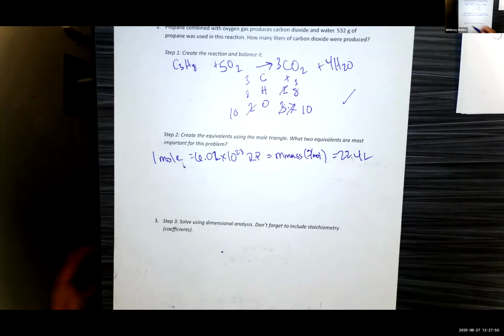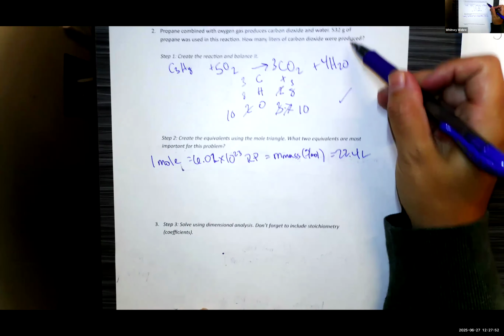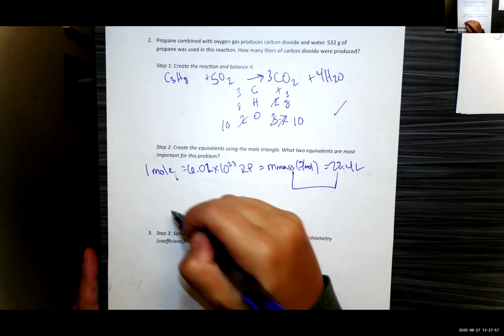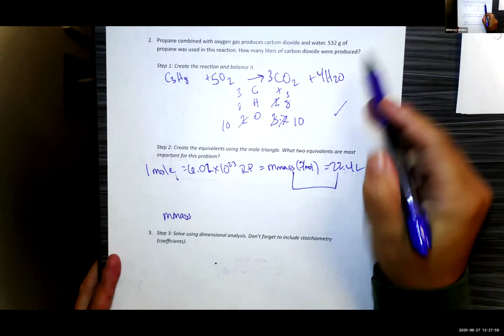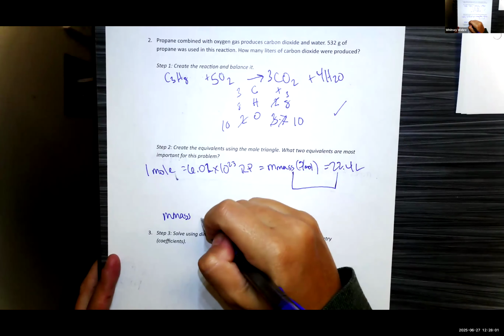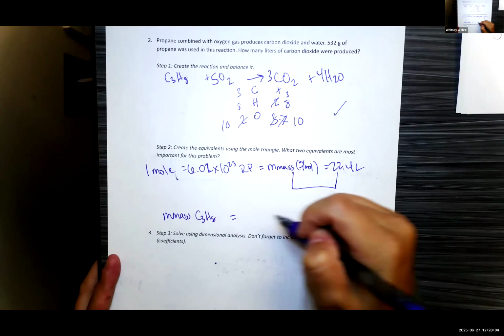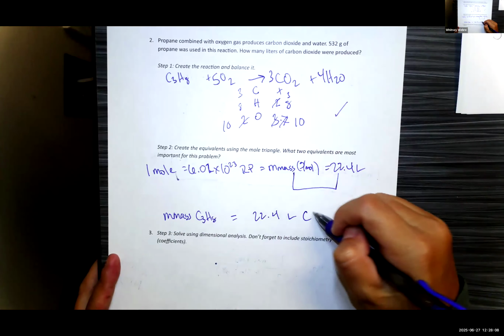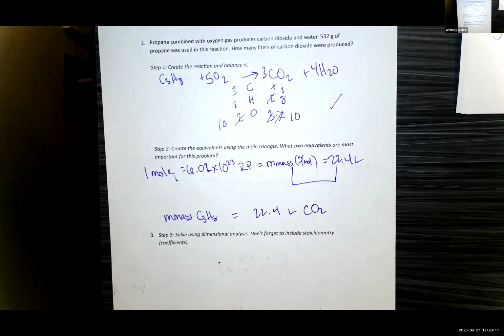It really doesn't matter. And then you can say, okay, well, I have grams in the problem and I have liters in the problem. So the only things that I need are these two, molar mass. And if I go through it, it's grams of propane. So molar mass of C3H8 equals 22.4 liters of carbon dioxide. You just need to create an equivalence, because in order for you to do the dimensional analysis, you have to have that straight equivalent. So you can't start the next step until you have the two you want to focus on.